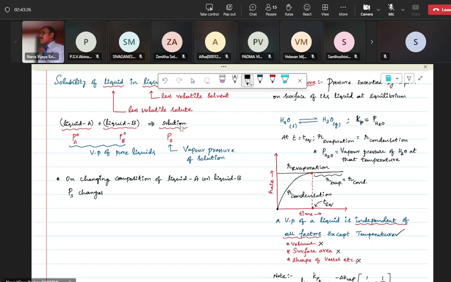What is pressure shown by A? That is PA. What is PA? Partial pressure of A. Right? That is PA. It changes with XA. Accepted or not? On changing the composition of liquid A or liquid B, total pressure changes. That is, PA changes with XA. Similarly, PB changes with XB. Accepted or not?